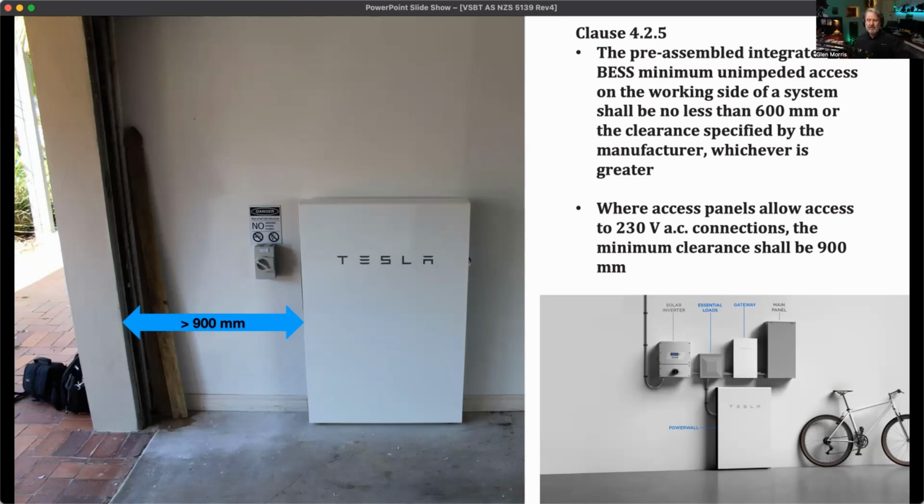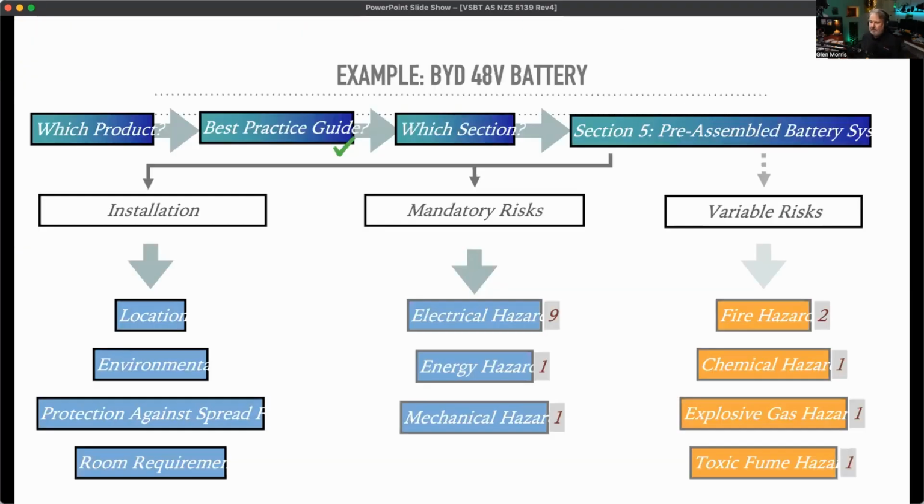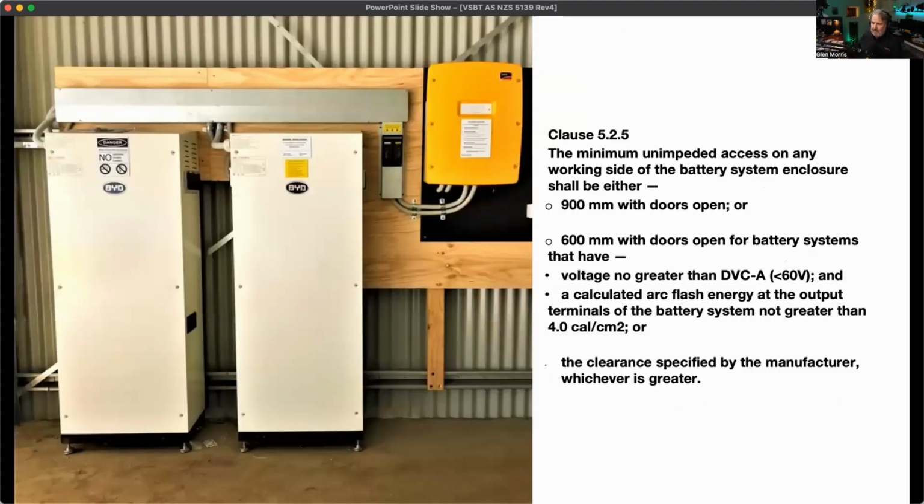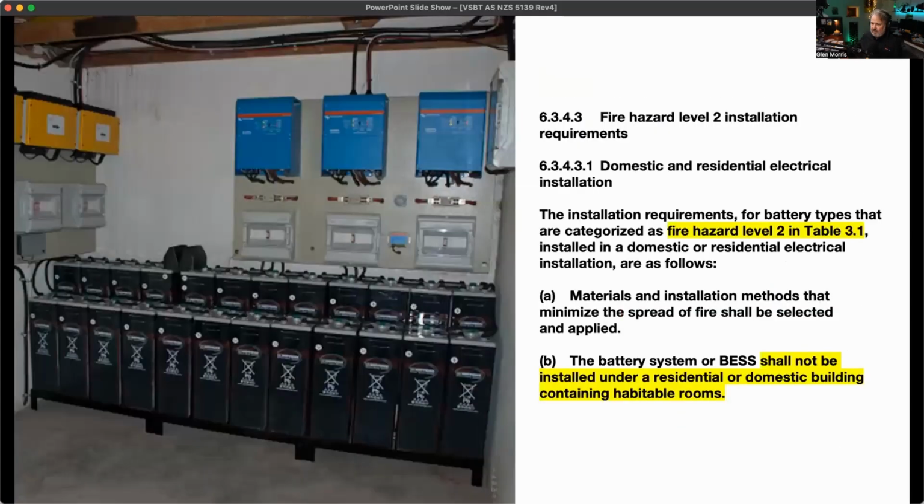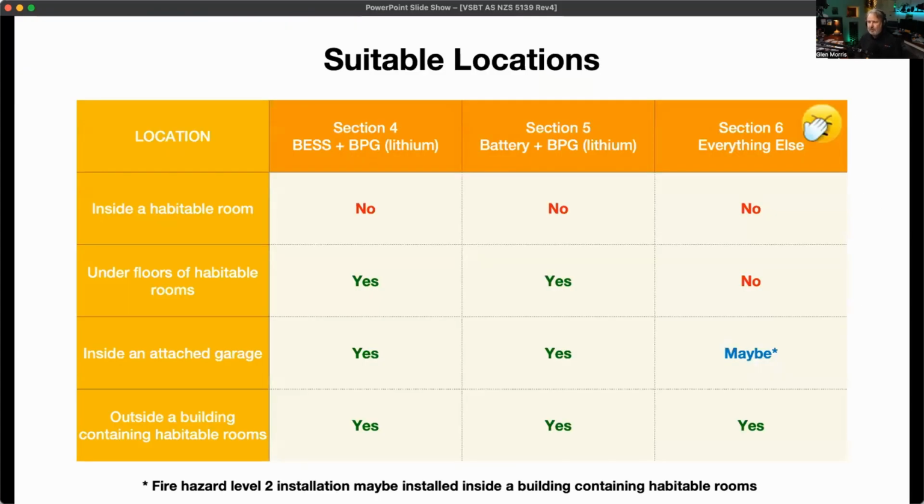Now, when I say 1 metre in front, a garage is going to have heaps of metres in front, so you've got enough room to put a car in there, so that's okay. But you can't put that battery system right up against the door. It's kind of a little bit illogical. It makes sense when it's a small door to a house, not a garage door, but it's all about if there is a fire, you can still escape the building. I'll skip over that one and onto suitable locations.